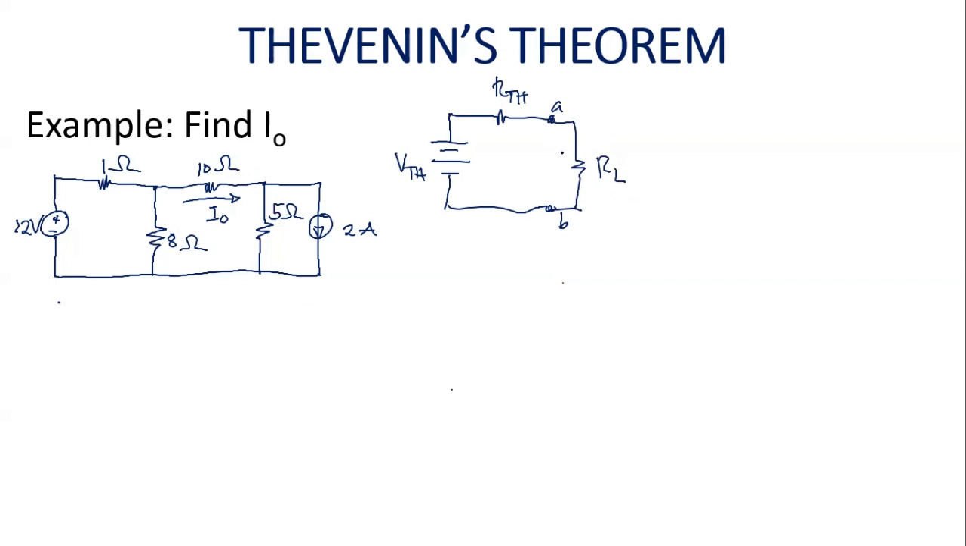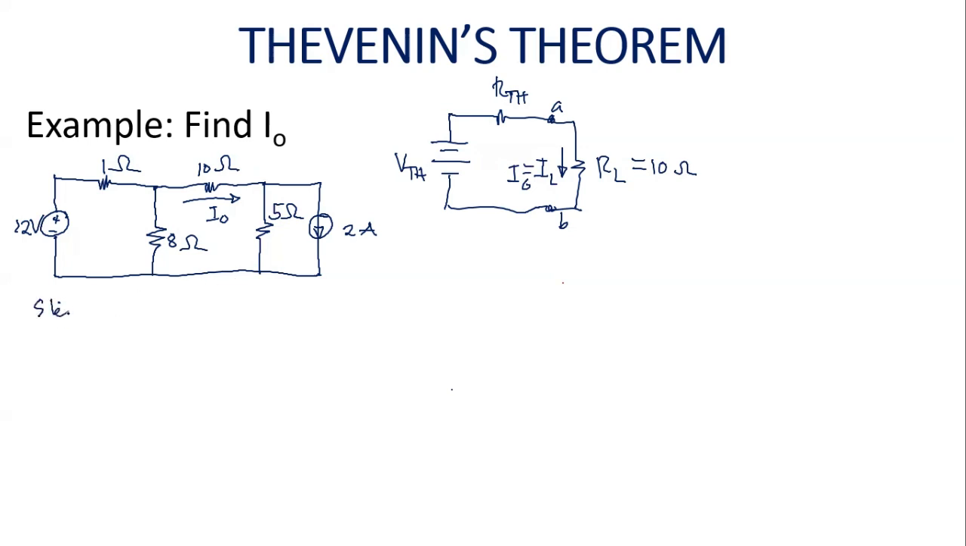Okay, and RL here, what is RL? Since Io is the current that is flowing through the 10 ohm resistor, RL is equal to the 10 ohms resistor. And Io is just the current through RL. Okay, so our goal here is to determine the series combination of VTH and RTH, the values of the new source voltage of the VTH and RTH.